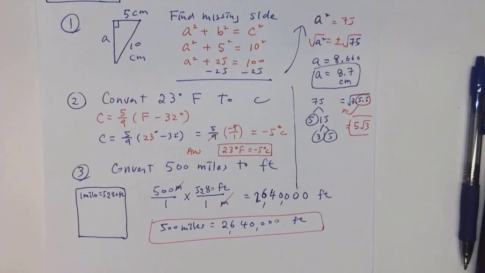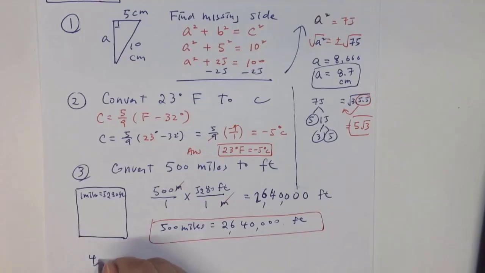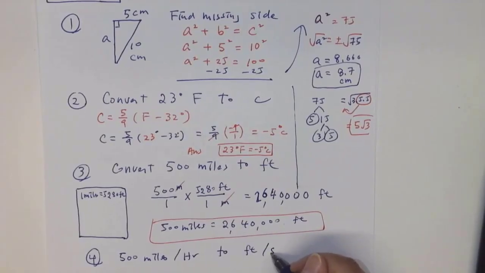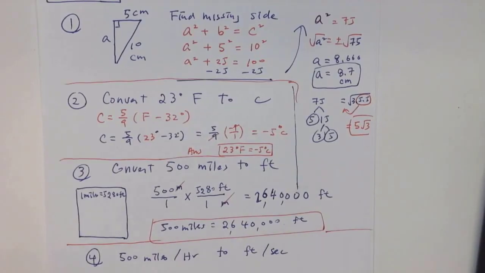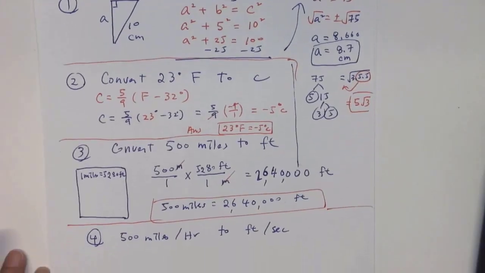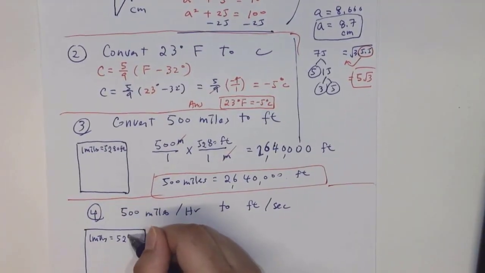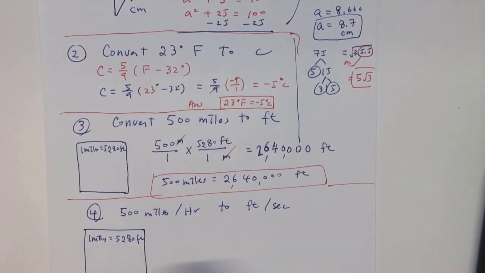So let's do something more challenging maybe. How about 500 miles per hour to feet per second? What kind of information do I need to help solve this problem? For the conversion, we're going to need starting from what to what? 5,280 feet, and then 60 minutes equal to an hour, okay? 60 seconds equal to 1 minute, okay? So how should I set that up?